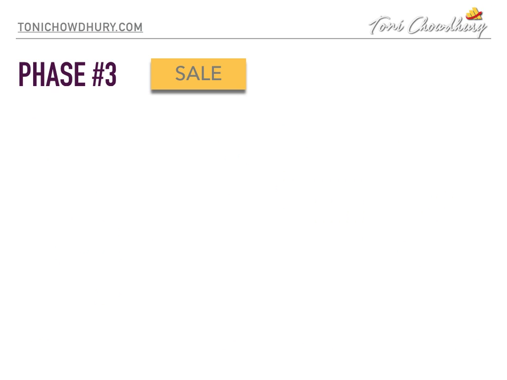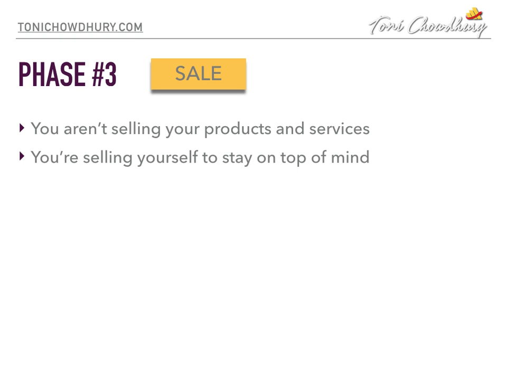Okay. Now let's go to the next phase, phase 3, which is the sale. Again, remember what I said. No one goes to a networking event, talks to 42 people, and then leaves with 42 sales. So what are we doing here? You aren't selling your products and services at this stage. You're selling yourself to stay on top of mind. What is your USP? This is the point where you're actually talking about your USP. You're conveying your USP. I hope everybody knows what USP is.